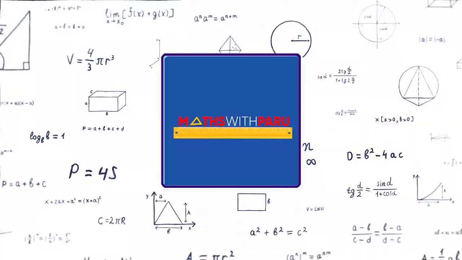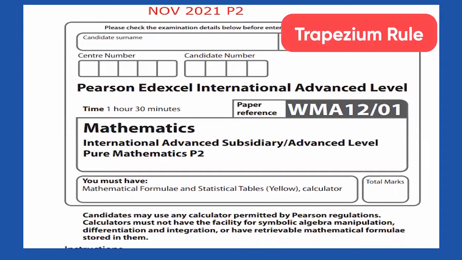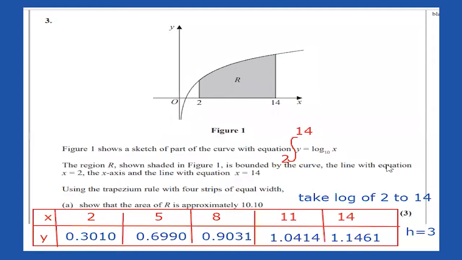Today I will be discussing a question from the November 2021 P2 exam paper. It's question 3 and it deals with the trapezium rule. Now the first part of the question is evaluating the area under the curve from x equals 2 to x equals 14.